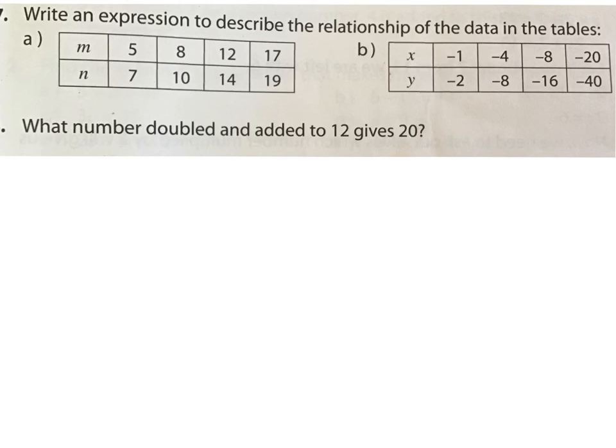Okay, write an expression to describe the relationship of the data in the tables. If I look at a table, there are 2 things I always want to find: the tip and the rule. So I need to find the constant difference, which we like to call the tip, at 7a. I'm going to do that by just looking at what's happening in between. It's plus 3, but M is also plus 3. So there's also a difference.